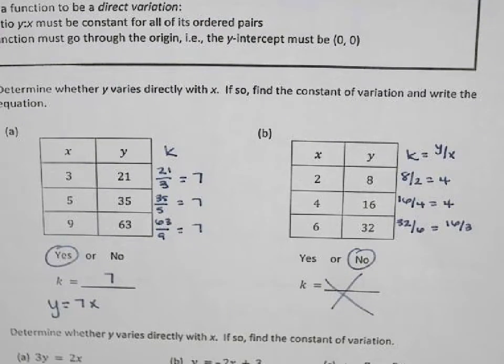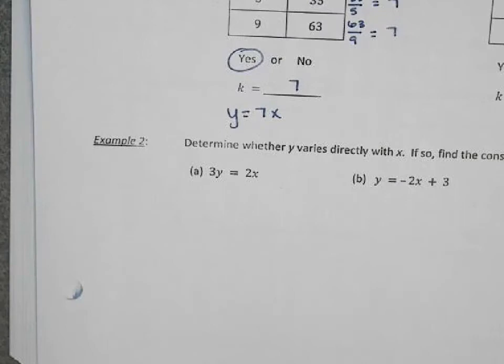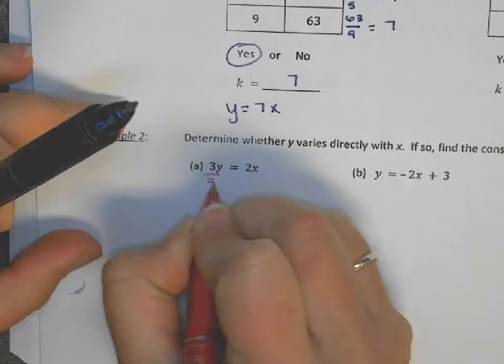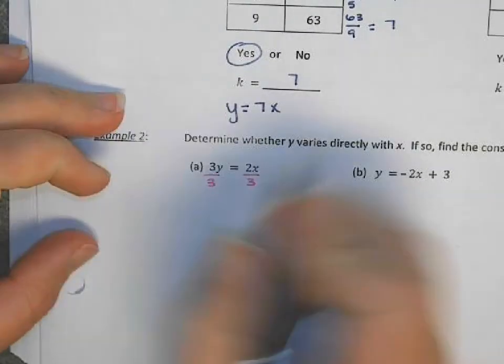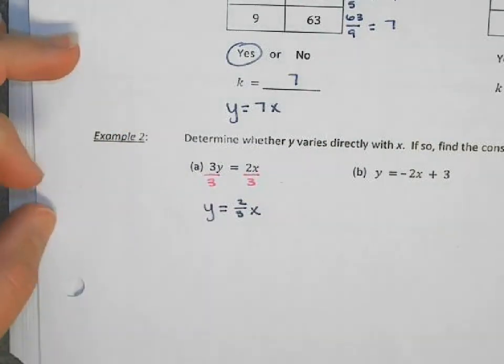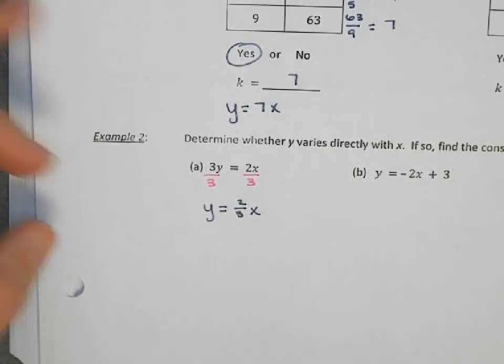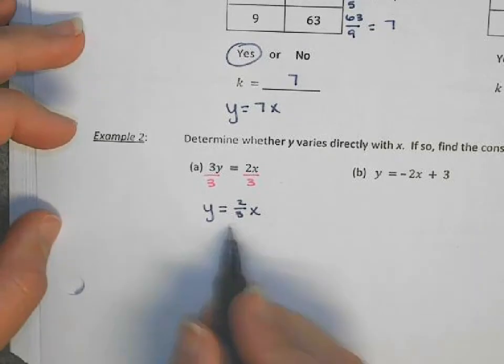All right, so the next one says determine whether y varies directly with x. So we have to look at the equation and see if we can manipulate the equation so it looks like y equals a number x. Y is not alone in this first one. What do we have to do to get y by itself? Divide by 3. I get y equals 2/3 x. Is this a direct variation equation? Yes, it's in the form of y equals kx, y equals a number x.